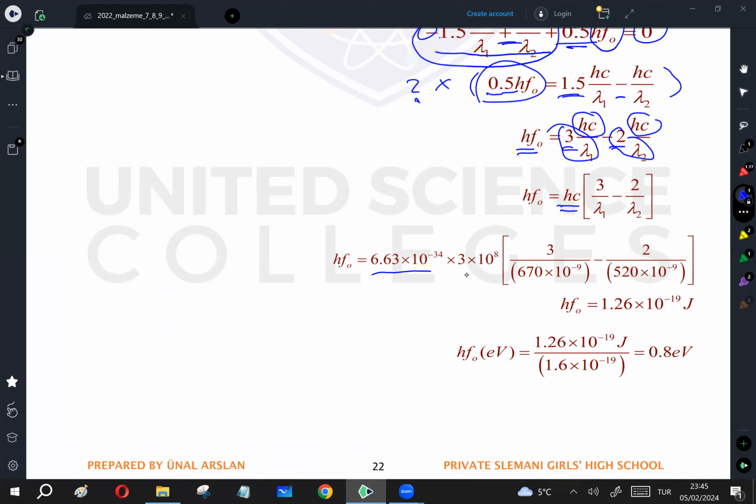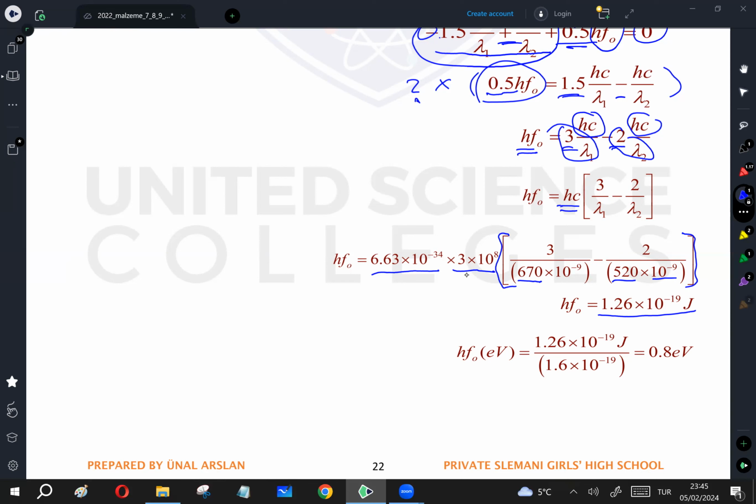Planck constant 6.63 times 10 to the power negative 34. Speed of light is 3 times 10 to the power 8. In brackets, 3 over lambda 1, which is 670 nanometer converted to meters, minus 2 divided by lambda 2, 520 nanometer converted to meters. And after that, of course, be careful about the brackets. When you continue this way, very carefully with brackets, without making a calculation mistake with the calculator, you will get hf0 as 1.26 times 10 to the power negative 19 joule.